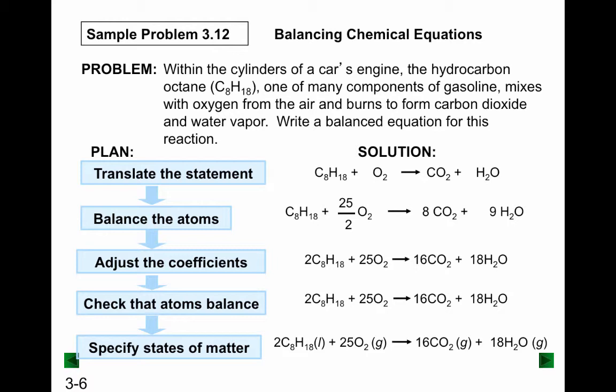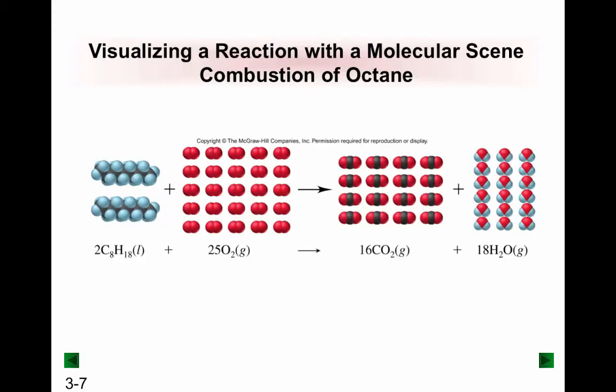Step 4 is to check to see that we have the same number and types of atoms on both sides of the equation. Both sides of the equation contain 16 carbon atoms, 36 hydrogen atoms, and 50 oxygen atoms, so the equation is balanced. In the last step, we need to specify the states of matter. Octane is a liquid, and the rest of the compounds are gases. Now work through the follow-up problem before moving on to the next slide.